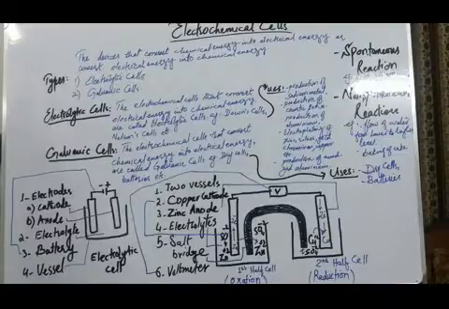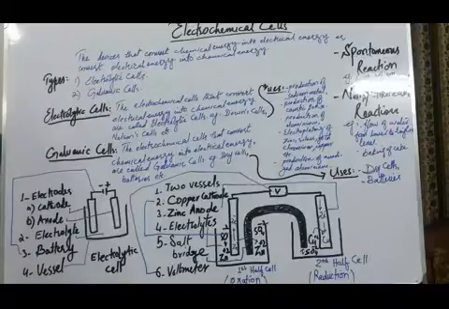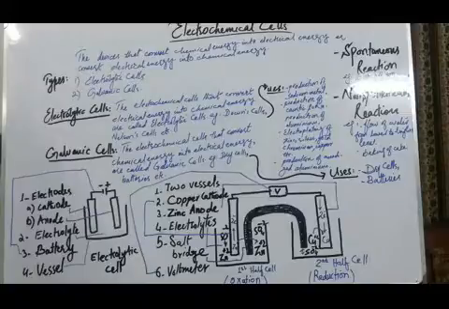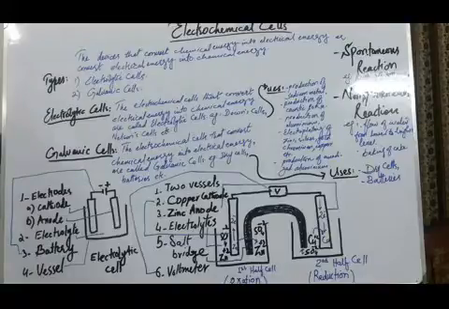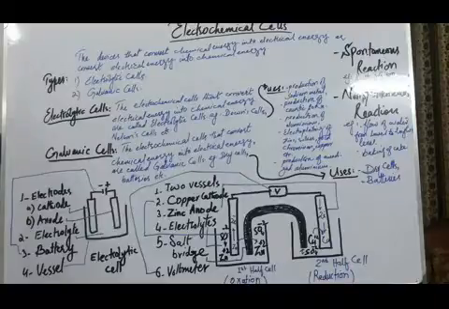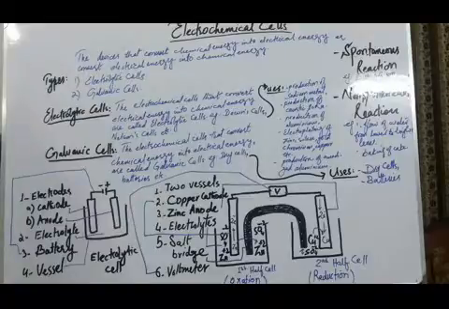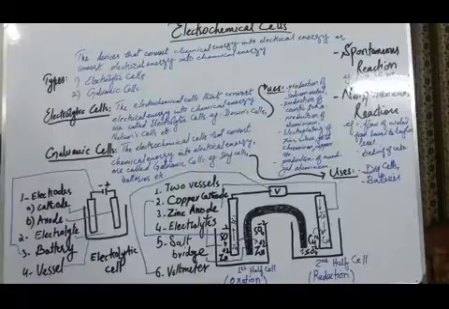Now we see the construction of this cell. This cell consists of two vessels and two electrodes. One is called the copper electrode and the second is called the zinc electrode. Second, two different electrolytes are utilized, which are dissolved in two different containers. Then there is a salt bridge, and the last one is the voltmeter.